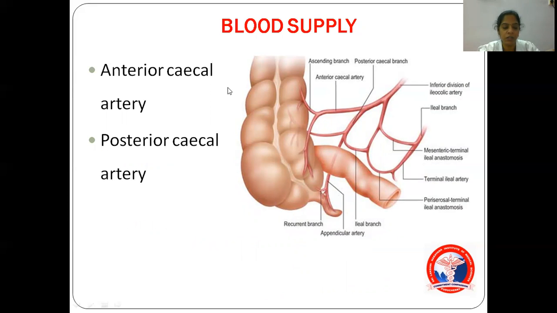Now blood supply. You now know the arteries and veins in the abdominal cavity. Now we'll discuss the blood supply of the cecum. The cecum is supplied by two arteries: the anterior cecal artery and the posterior cecal artery. Here in this picture you can see this is the anterior cecal artery and this is the posterior cecal artery. These two arteries are branches of the ileocolic artery, which is a branch of the superior mesenteric artery. The ileocolic divides into the anterior cecal artery and posterior cecal artery. When you trace the anterior cecal artery here, it supplies the ascending colon and also the cecum.